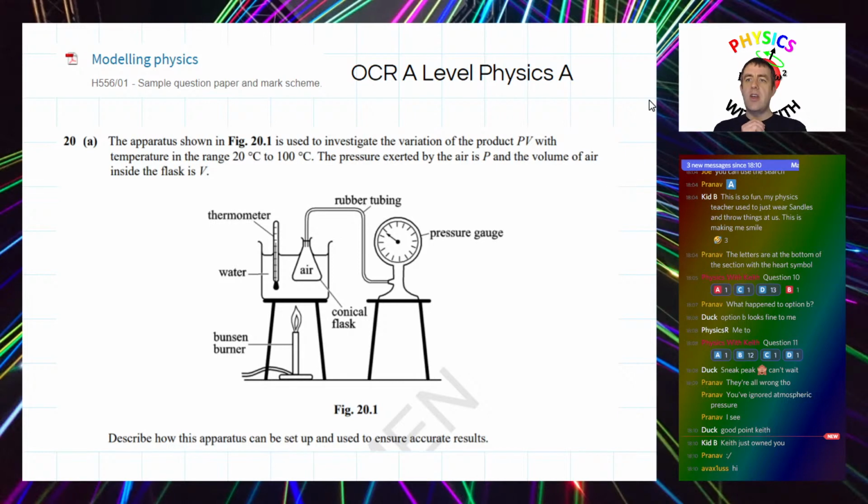So here we've got a question that's an A-level question. It's from the OCR A-level Physics A, and this is one of the sample questions. This is question 20 from sample paper 1, and the code is there if I need to include it for copyright reasons. So 20A, we've got some apparatus, and there's a conical flask filled with air. It's a sealed vessel, the volume can't change, with a rubber tubing pipe connected to this manometer labelled pressure gauge.